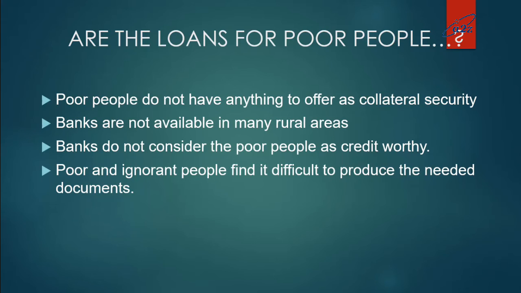Poor people do not have anything to offer as collateral security. Also, banks are not available in many rural areas. Banks do not consider the poor people as credit worthy. Further, poor and ignorant people find it difficult to produce the needed documents. That's why they are not getting proper loans from the bank or from formal sources of credit.